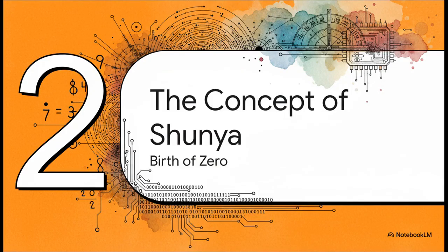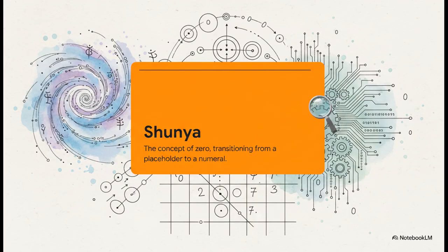Moving on to Section 2, the birth of zero, Shunya. Okay, before zero is a number we could actually calculate with, Shunya started as a profound philosophical idea. I mean, think about it. How hard is it for the human brain to mathematically represent nothing? At first, a blank space was just used as a placeholder in equations. You needed something there to make the math work.